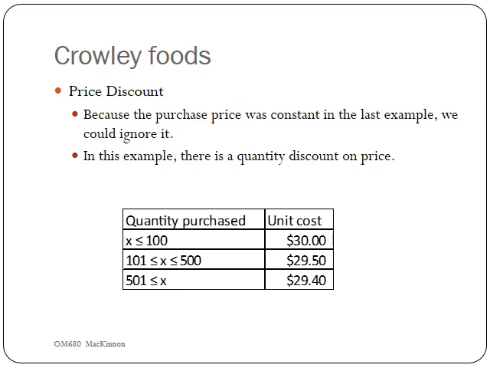So let's look at a price discount for Crowley Foods. Purchase price was a constant in the last example, so we could ignore it. But in this example, we're going to put a quantity discount on price. So anything less than 100, it costs $30. From 101 to 500, it costs $29.50, and from 501 or above, it costs $29.40. So this is going to result in a very different graph.